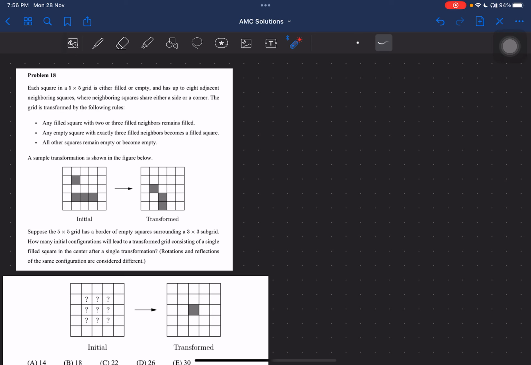Okay, so then we can transform the grid using the following rules. Any filled square with 2 or 3 filled neighbors remains filled. Okay, so let us try to draw one example.